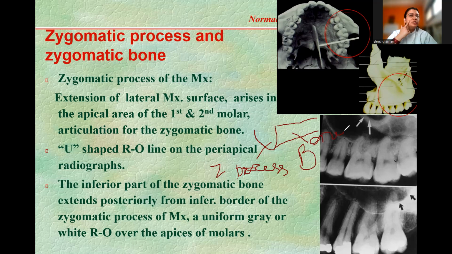Done. U shape is a zygomatic process. This extension is the zygomatic bone. The U shape you will see above your first or your second molar, and the zygomatic bone will be the second and third molar posteriorly, like this. Done? Okay, let me just erase this.